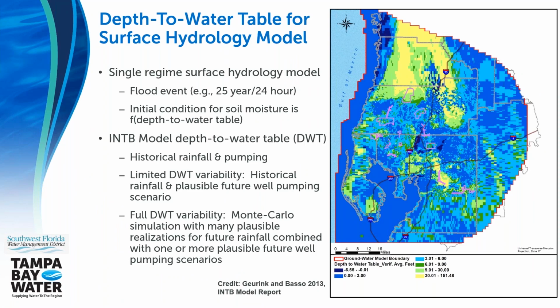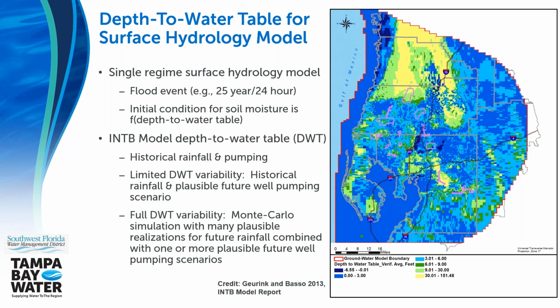Another example is using the integrated model to define depth to water table for a single regime surface water model, such as a flood event model. So the INTB model can define initial depth to water table conditions, a significant piece of the puzzle for a surface hydrology model. If there's interest in different pumping conditions, different pumping magnitudes, distributions, the integrated model can provide a very good estimate of what the depth to water table is expected to be over a range of rainfall conditions for that particular purpose for that surface water model.